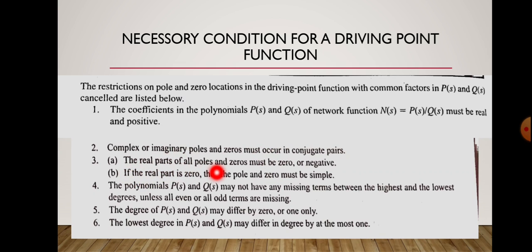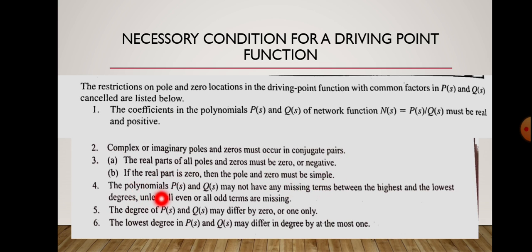Third, the real part of all poles and zeros must be 0 or negative. If the real part is 0, then the pole and zero must be simple. The real part of the poles or zeros may be 0 or negative, because it is a condition for stability. That means the poles or zeros should lie on the left half of the S plane, and when it is on the left half of the S plane, its real part value will be negative. So the real part of all the poles or zeros must be 0 or negative, and if the real part is 0, then the pole and zero must be simple.